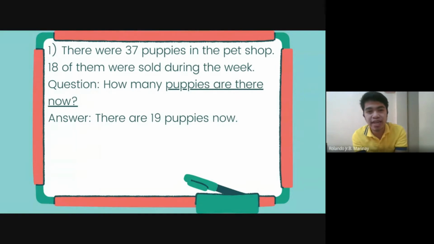We're going to write there are, and then the number of puppies, which is 19. Then we're going to write the second part, which we can get from the question. Since the question is how many puppies are there now, we're going to get the puppies. There are 19 puppies now. Remember, just remove the how many and you can get the other part of the sentence and use it as part of the answer.